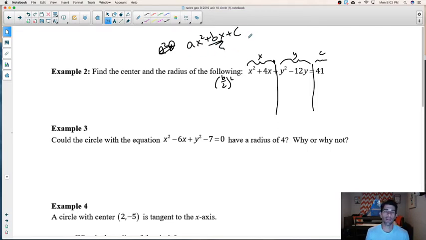So the b is the number with the x. So the number with the x here is a positive 4. Now that's important. So I'm going to do positive 4 divided by 2 squared. What I'm not going to do is put that into my calculator. Positive 4 divided by 2 is 2, and 2 squared is 4.